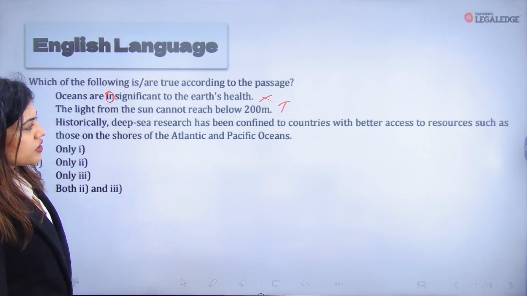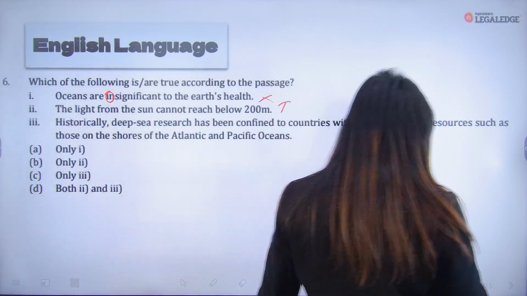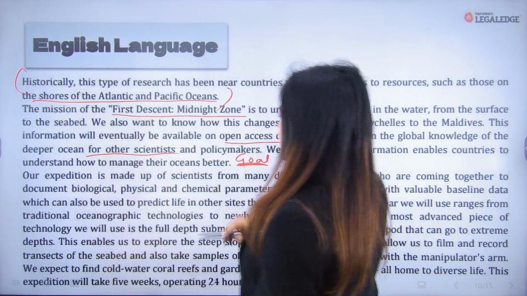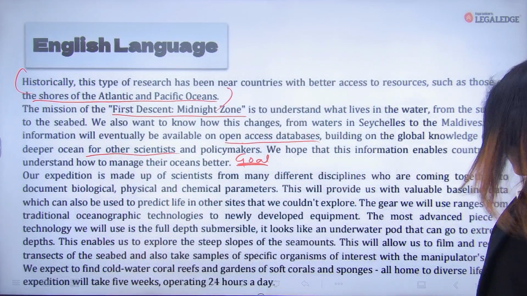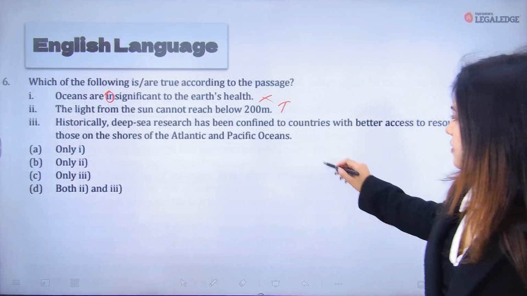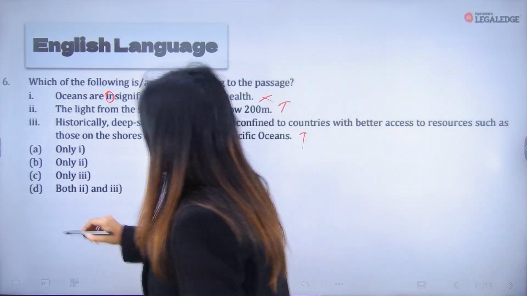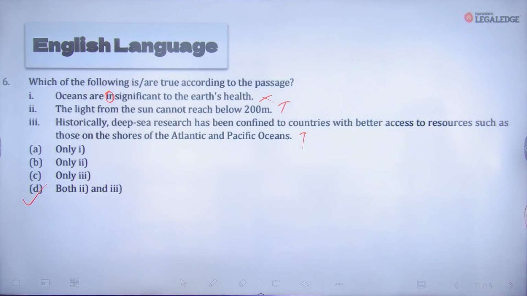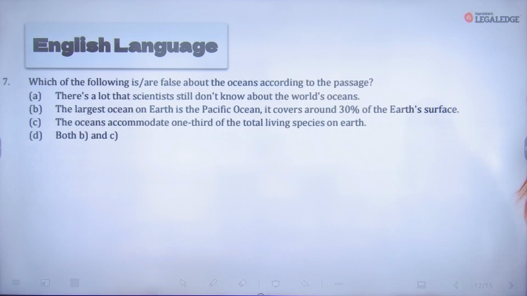Historically, deep sea research has been confined to countries with better access to resources. After reading this line, I think you must have got your answer. So this is also true. That brings me to the answer option D. Both second and third are true according to the passage. The first one is completely false.